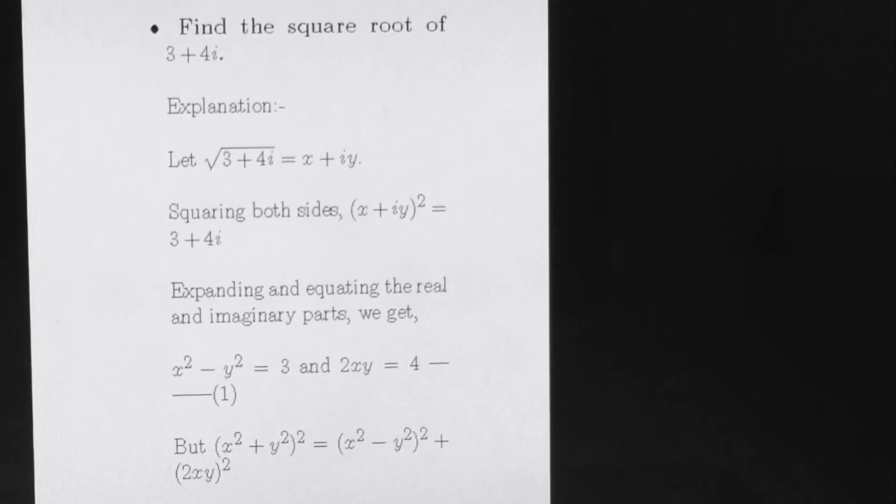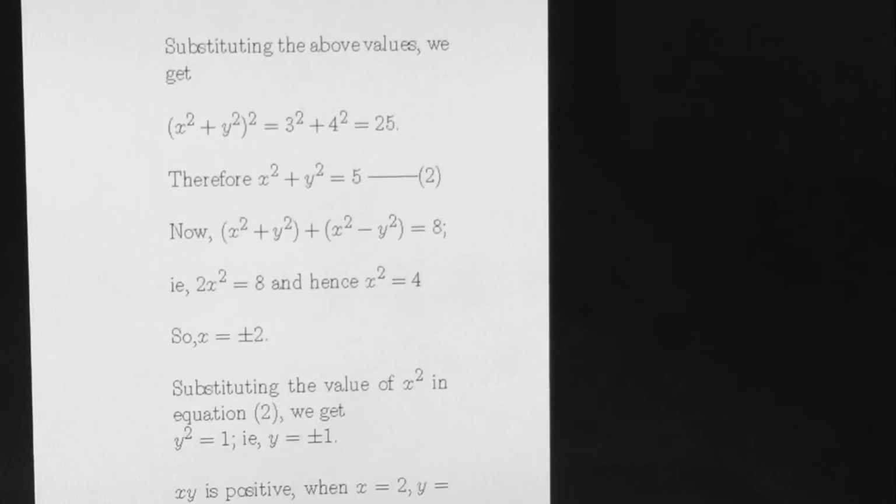But we know (x² + y²)² = (x² − y²)² + (2xy)². Substituting the above values, we get (x² + y²)² = 3² + 4², which is equal to 25. So therefore x² + y² = 5, and mark this as equation number 2.